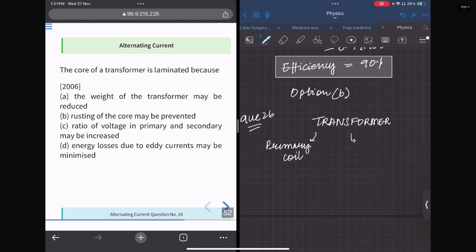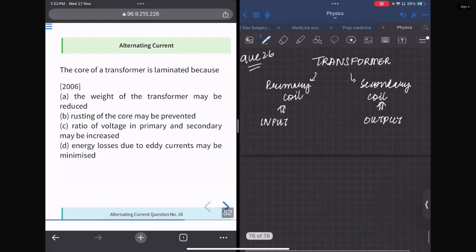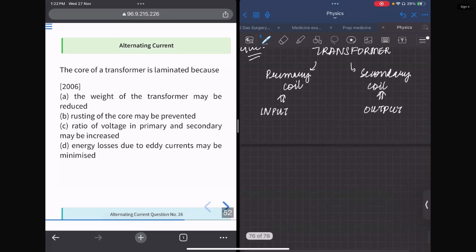It consists of two coils, primary coil and secondary coil. The primary coil is the one through which we are giving input, and the secondary coil is the one through which we are taking output. Okay. So in a transformer, we usually laminate the core.